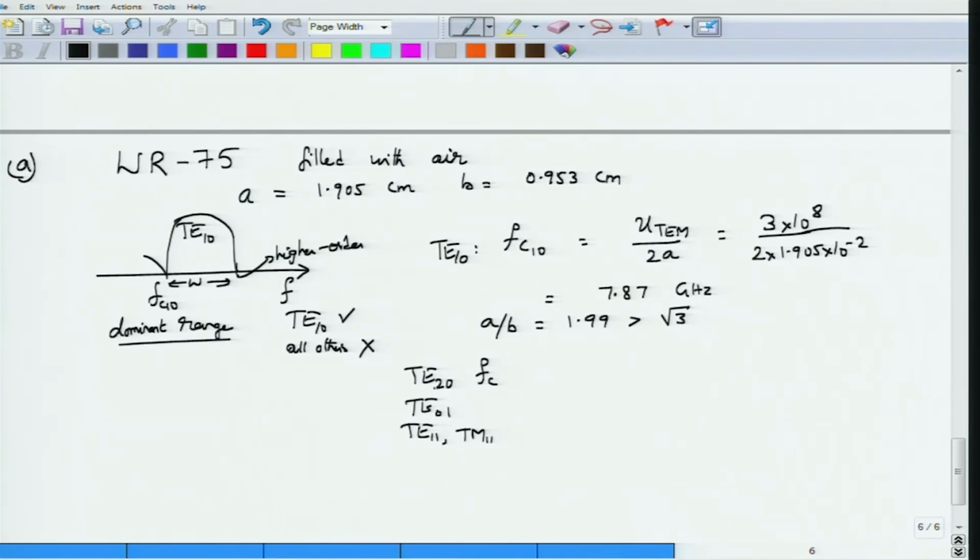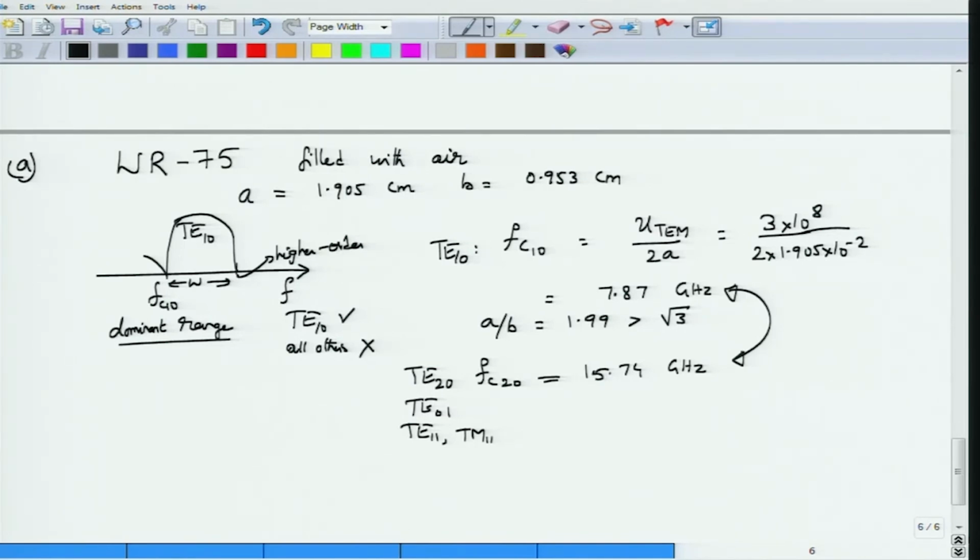So for this case, the next cutoff frequency would occur at fc20, and that would simply be multiplying the original frequency fc10 by 2, which would be equal to 15.74 gigahertz. So the range of frequencies over which you will have the dominant mode would be 7.87 to 15.74. Although at 7.87 you really don't consider the waveguide to be propagating, because you are really at the edge of the waveguide.